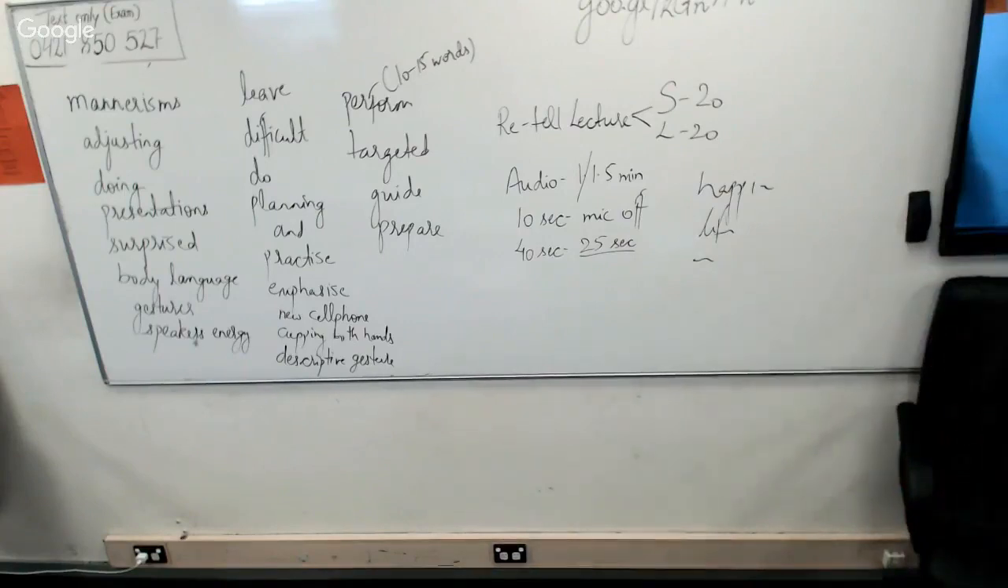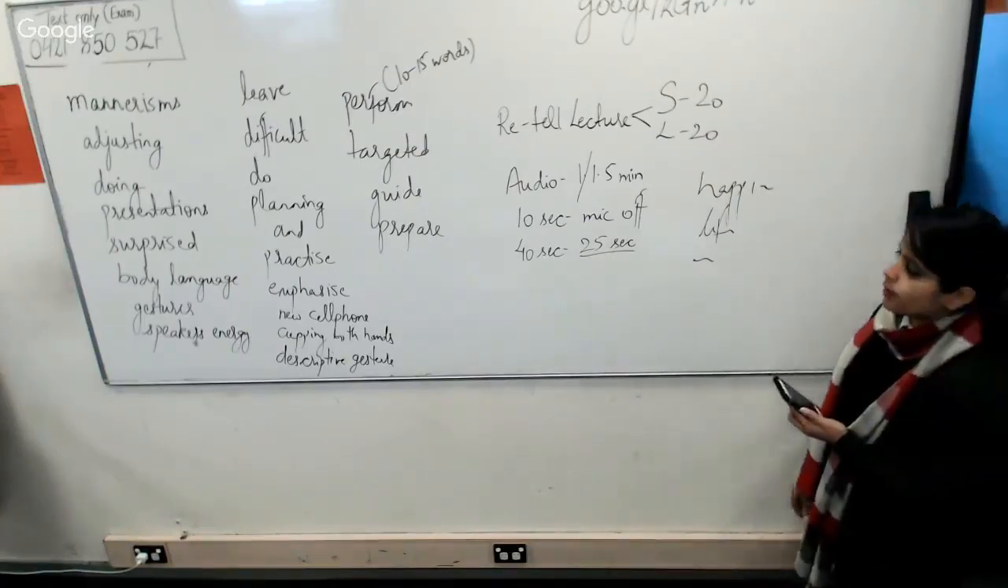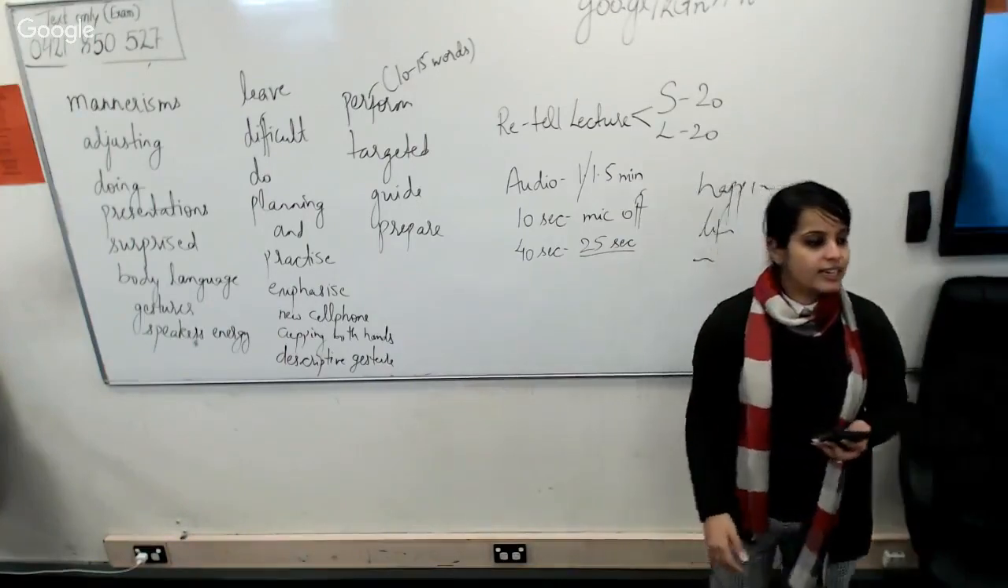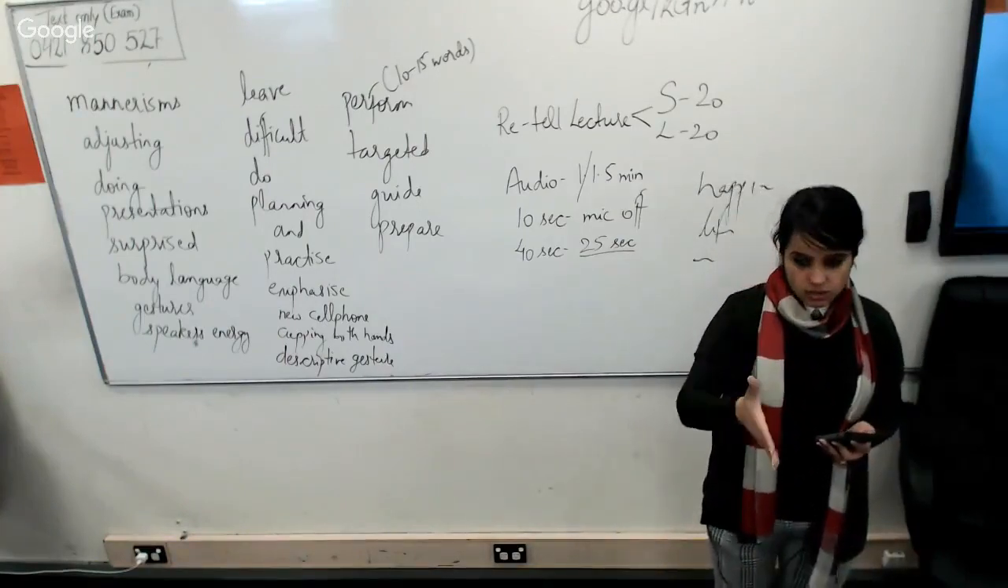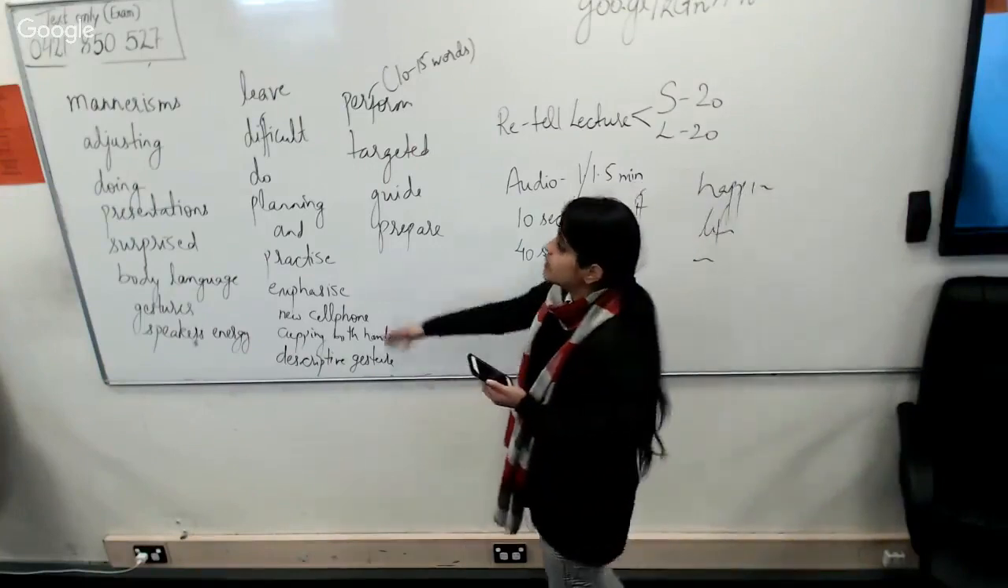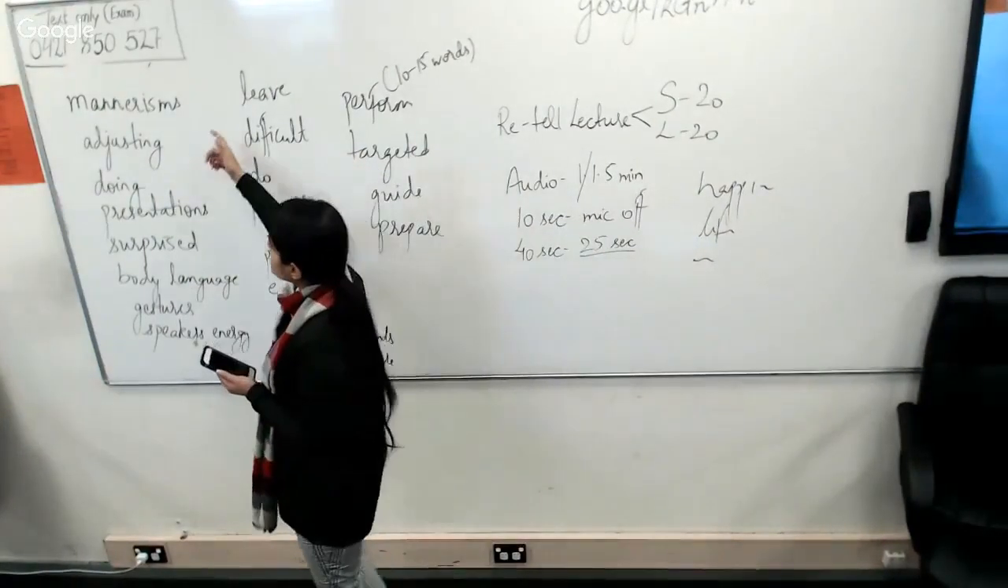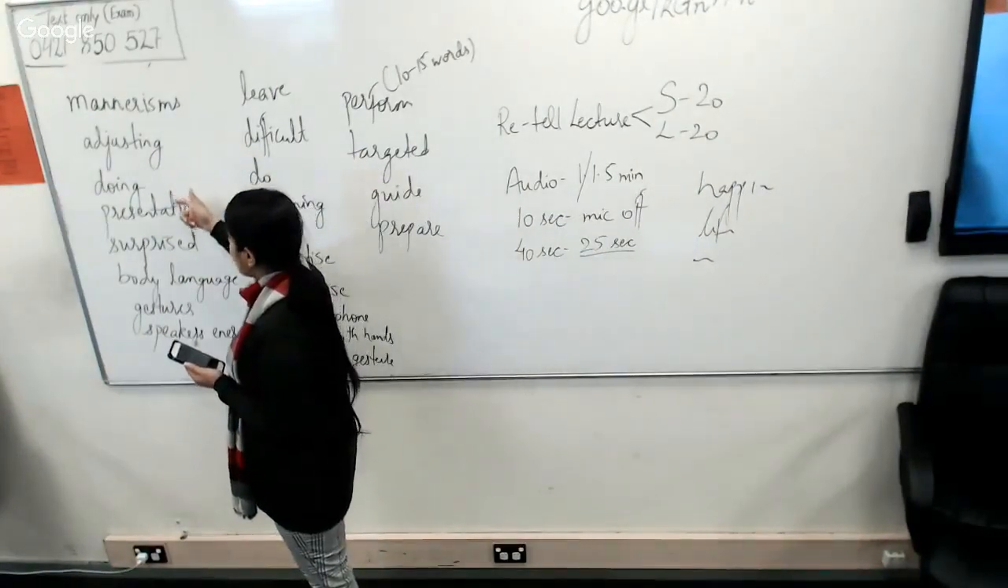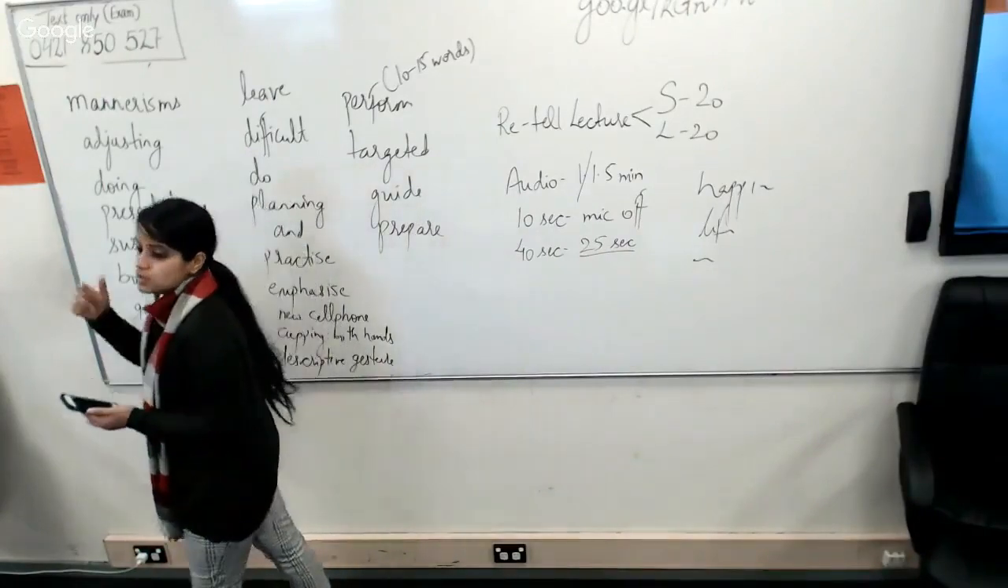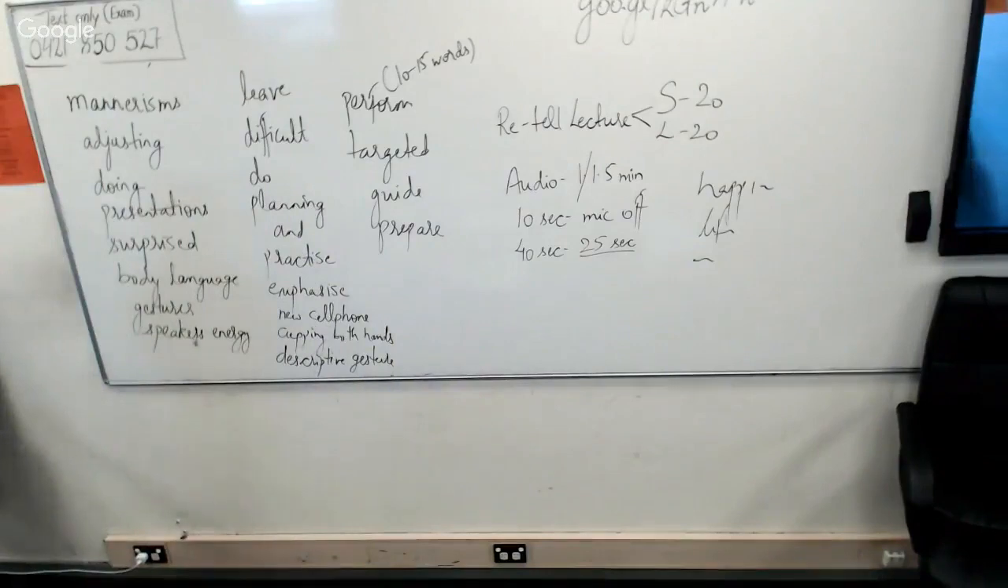Done. Okay. So don't read words like this: the speaker mentioned mannerisms, adjusting, doing presentations, surprised, body language, gestures, speakers. It is as if I'm reading out a list. You have to make it sound like a sentence. He mentioned mannerisms, adjusting, doing presentations. After that, he talked about surprised, body language, gestures, speaker's energy. You have to be a bit quick, clear, no stopping or pausing, and you read out the words.